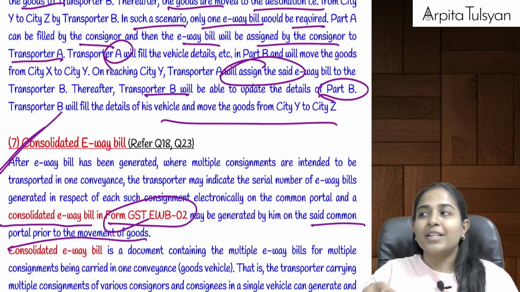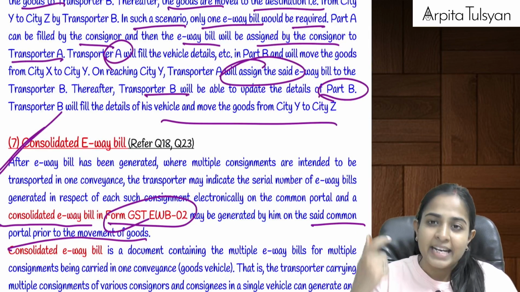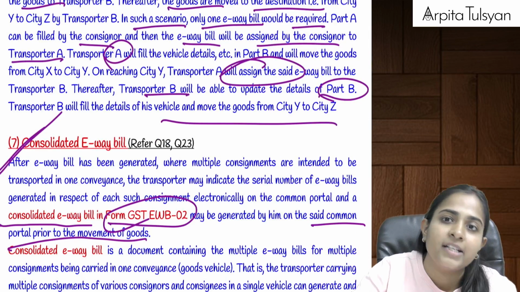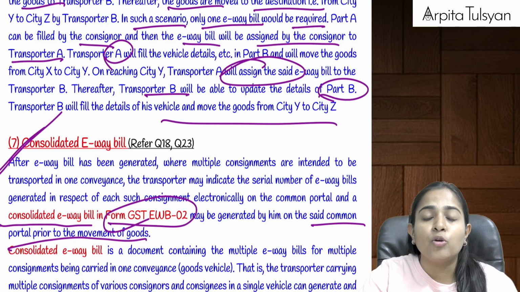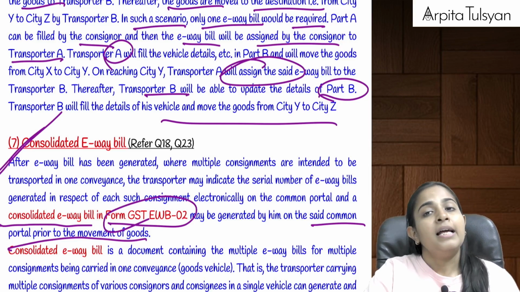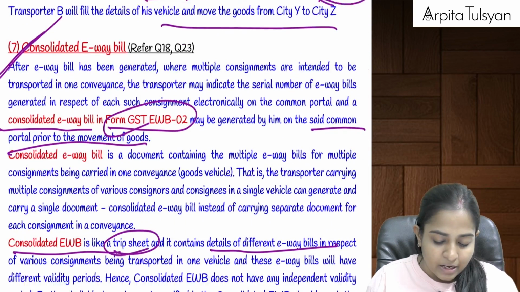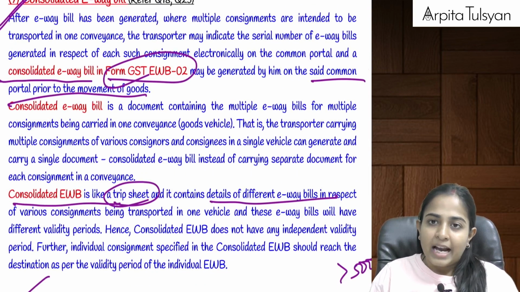So whenever the mode of transport is changing or the vehicle number is changing or the transporter is changing, in that case, there is no need to make a new e-way bill. The changes can be done in part B of the e-way bill. Are you clear with this?